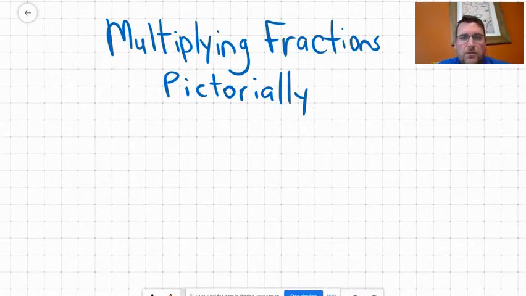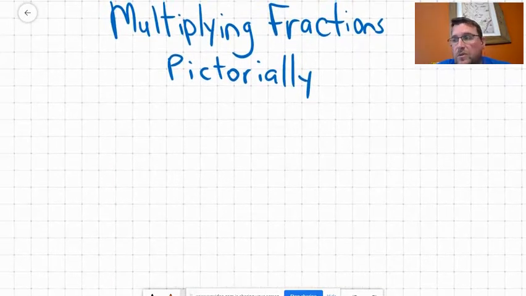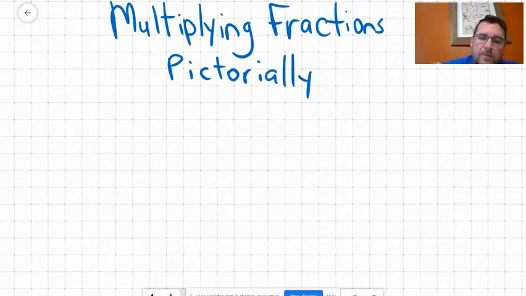Just showing you a little bit about multiplying fractions pictorially. So pictorially just means with pictures. We've been doing some multiplication of fractions, and so you should know the basics. You multiply the numerator times the numerator, the denominator times the denominator, and go from there. But I'm going to show you, because I think some of you are getting confused about the pictures. So let me just show you a couple things on here.